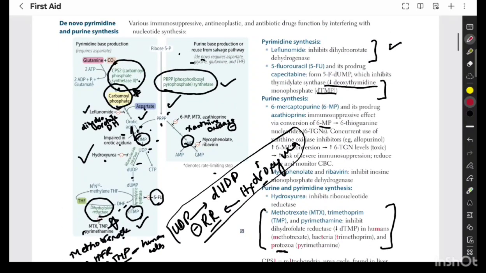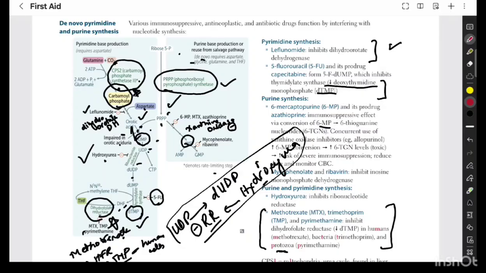Then you need to remember that if you use leflunomide, it is going to increase levels of carbamoyl phosphate and orotic acid in your blood, and it is not going to form UMP. Then if orotic acid is not being converted into UMP, you get orotic aciduria. If UMP is converted into UDP and UDP is not converted into dUDP, you've inhibited the ribonucleotide reductase enzyme, by hydroxyurea. And if dUMP is not converted into DTMP, you have inhibited thymidylate synthase by 5-fluorouracil.